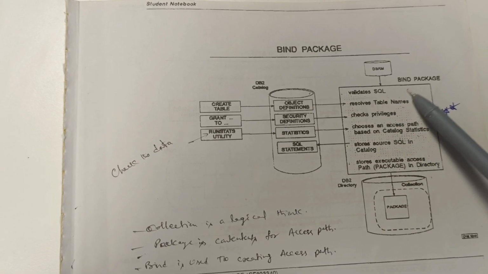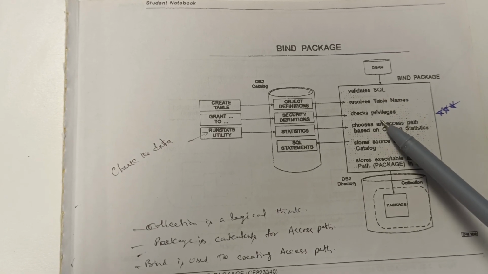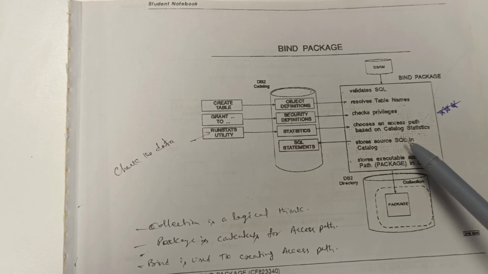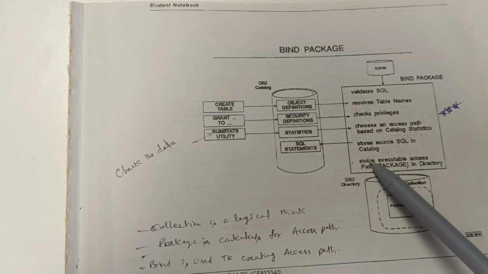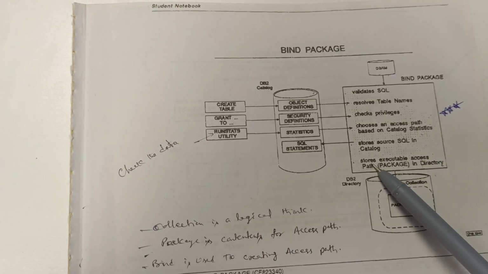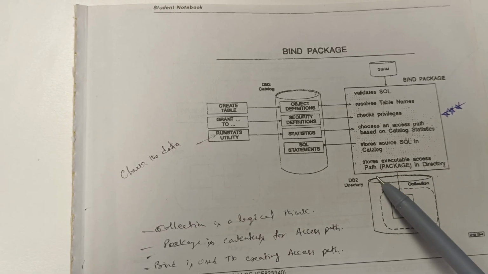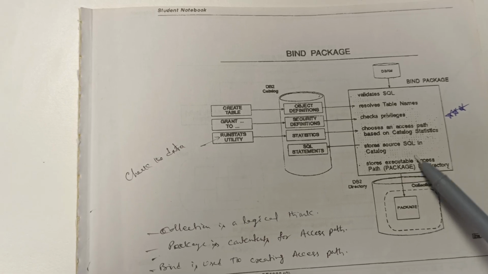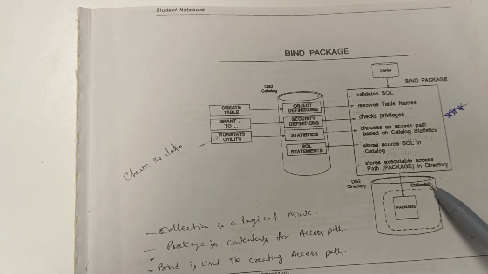It validates the SQL, resolves the table names, checks the privileges, chooses the access path based on the catalog statistics, and stores the source SQL in the catalog. And one more thing, it stores the executable access path, nothing but the package, in the directory. Once the bind package is done, it will go and store it in the collection.